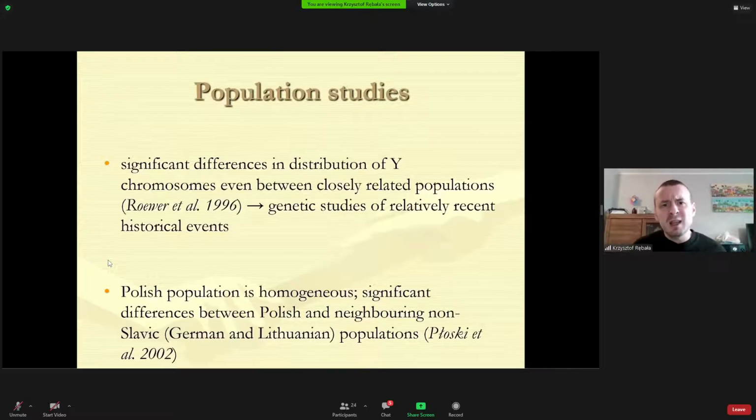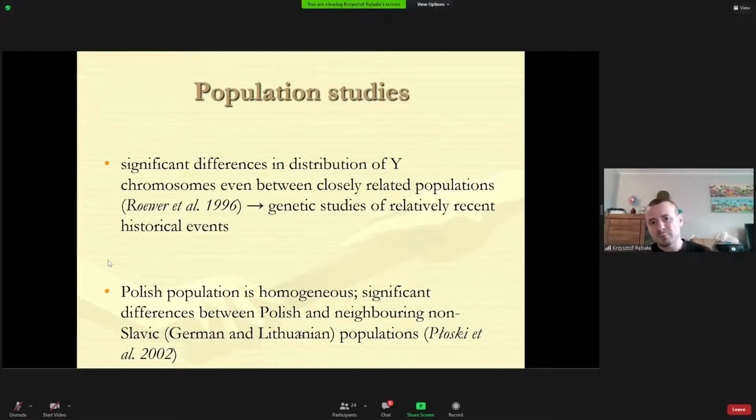And I told you that population studies show significant differences in distribution of Y chromosomes even between closely related populations, which suggests that the Y chromosome may be particularly useful in genetic studies of relatively recent historical events. Moreover, the Y chromosomal studies show that the Polish population is homogeneous, and there are significant differences between Polish and neighboring non-Slavic populations. Non-Slavic populations are German and Lithuanian populations.